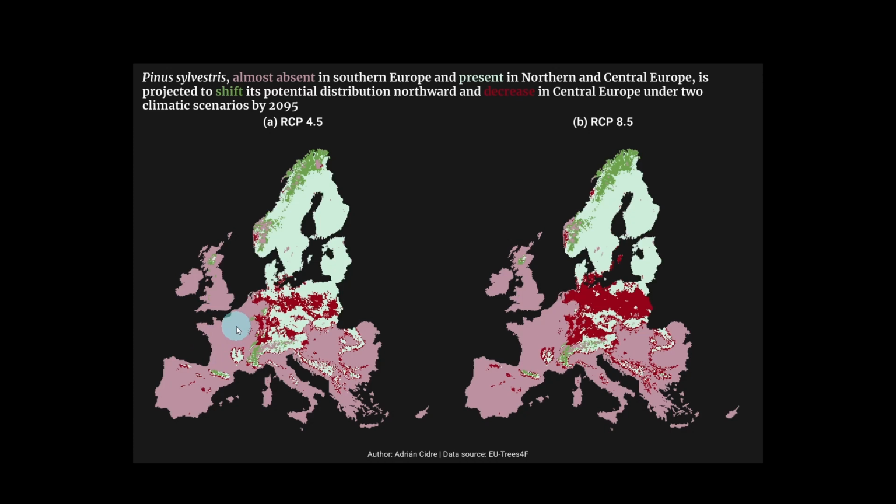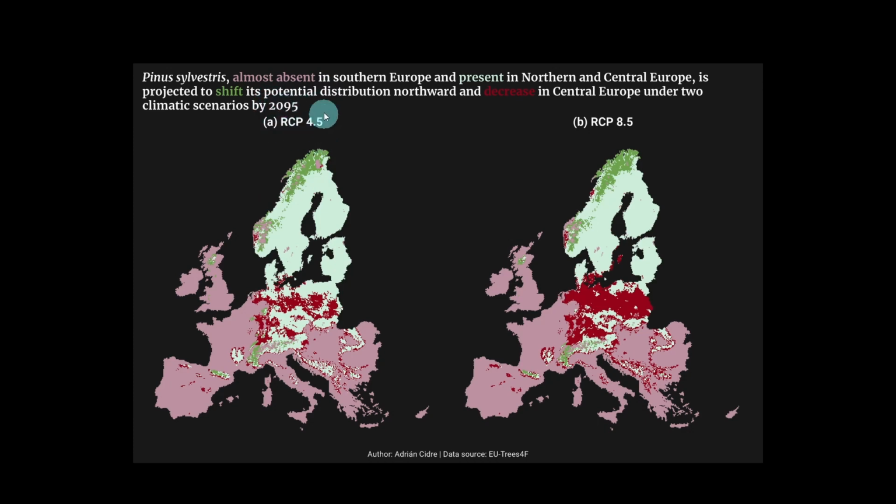So in these two maps, in light red, we have the areas where the potential distribution of the Scots Pine or Pinus sylvestris is very low. So those are areas where this tree species is almost absent. Then we have these areas of light green where it's present, or at least the conditions are favorable for its presence. Then we have these areas of dark green, which are areas where it's expected to shift its potential distribution. So those are areas which are expected to become favorable for this species by 2095.